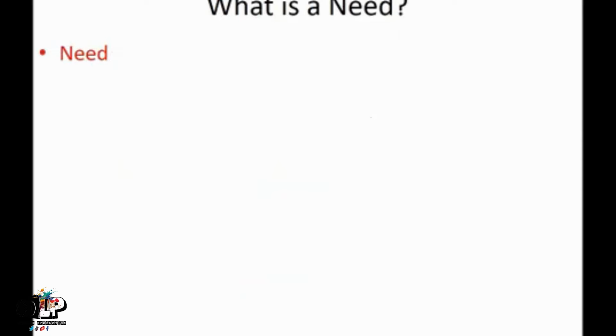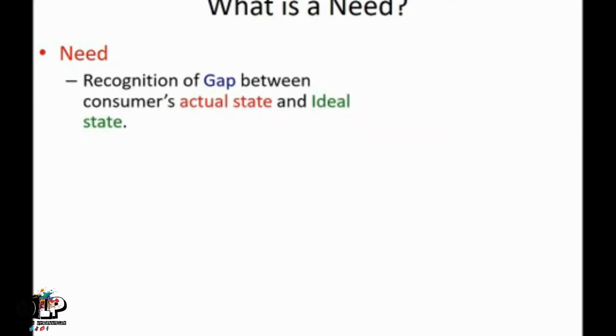So what's a need? According to the marketing definition, it's the recognition of the gap between the consumer's actual state and the ideal state. So it's actually a gap. Now, when we talk about actual state, it is the condition in which the customer is currently in, and the situation in which the customer doesn't want to remain, and certainly they want to be in the ideal state, or the state in which they want to move to.